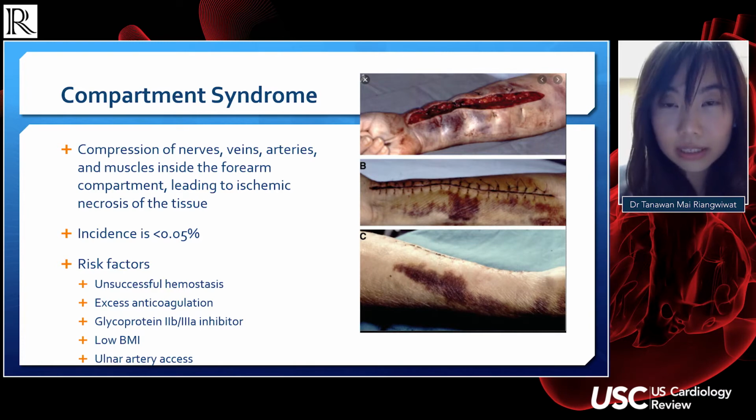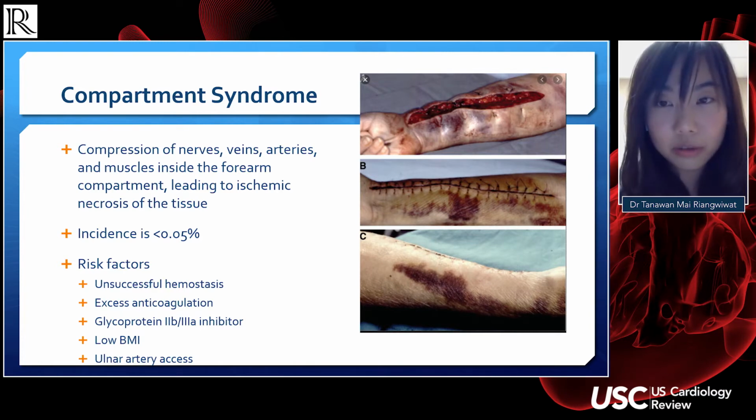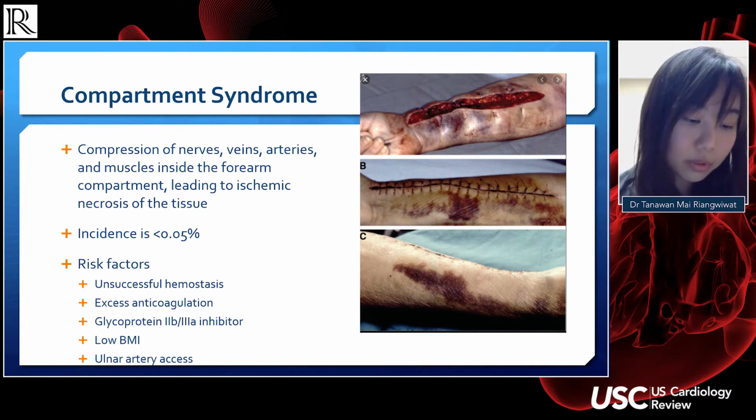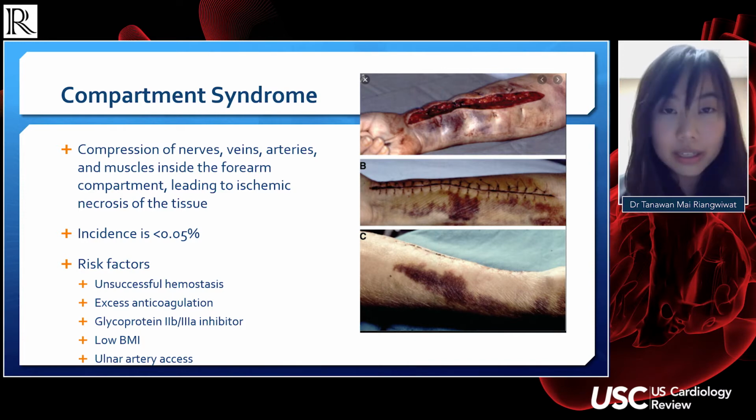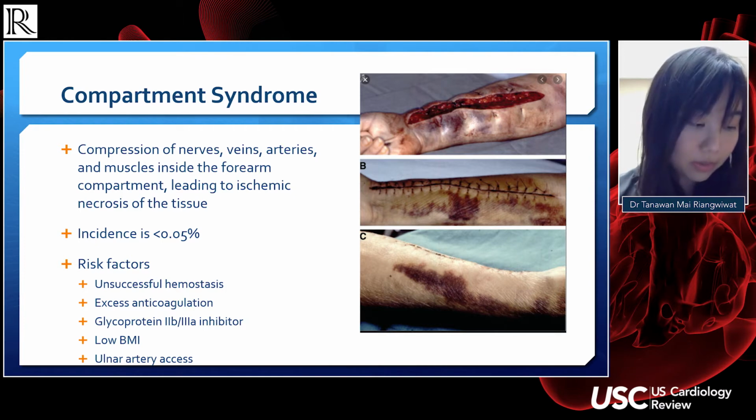And the last complication in the bleeding group is compartment syndrome. Every complication that we talked about before this one, we don't want it to progress to this compartment syndrome stage. It is a compression of the nerve, vein, artery, and muscle inside that forearm compartment. The incidence is low, and the risk factors are also the common risk factors. If we don't manage the hemostasis well enough earlier, that will lead to compartment syndrome.